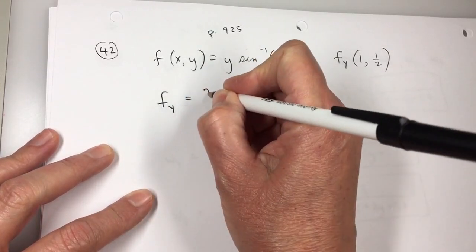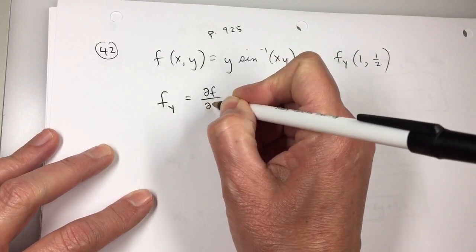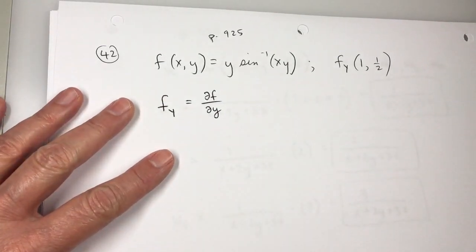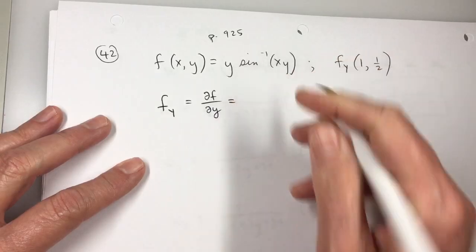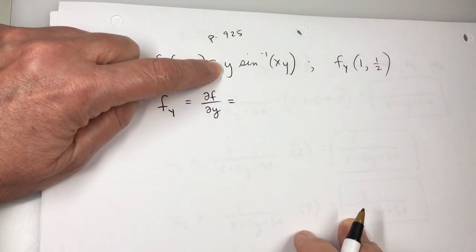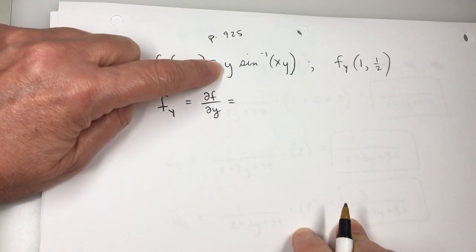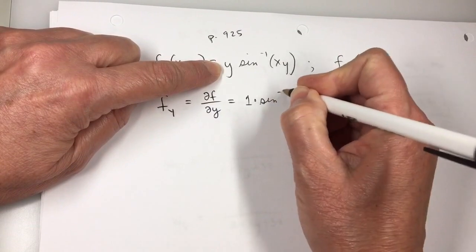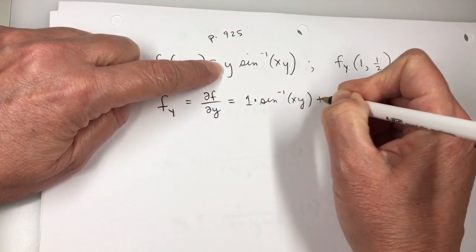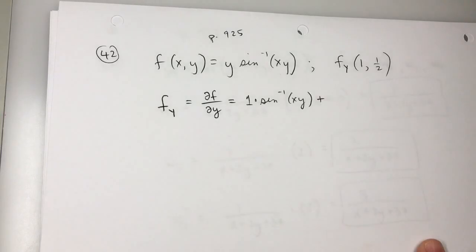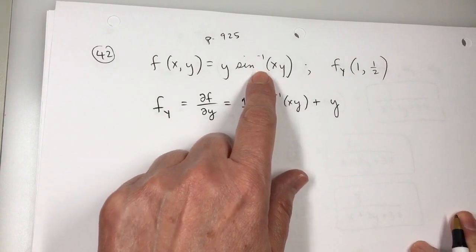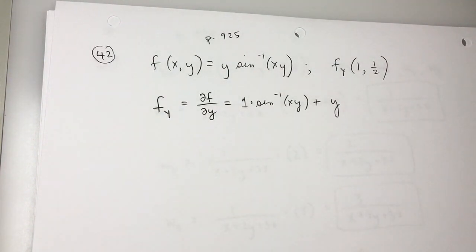Now another way you could write that, there are several ways. I could write it, the partial of f with respect to y, like that. And I'm going to have to use the product rule, so I'll do it like this. The derivative of y is 1. Then we keep inverse sine of xy, and then plus, now I'm going to keep the y and do the derivative of inverse sine of xy.